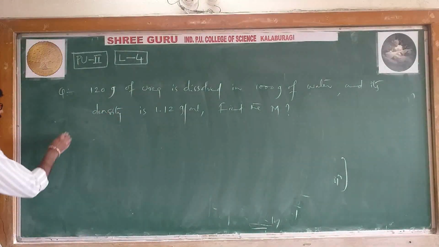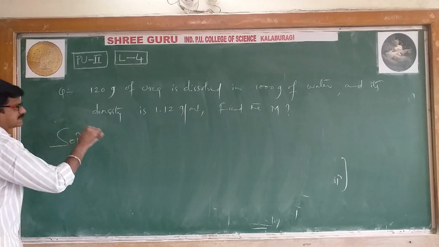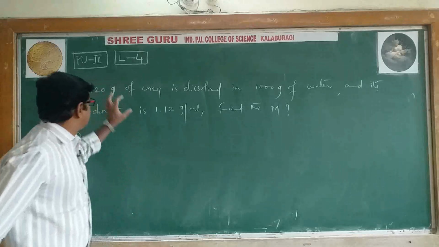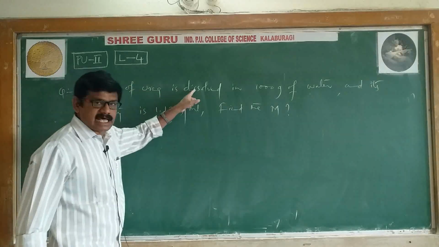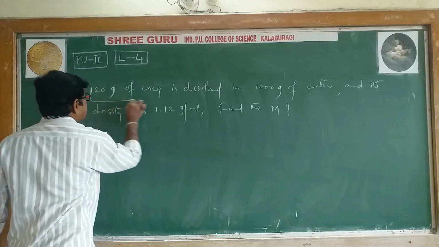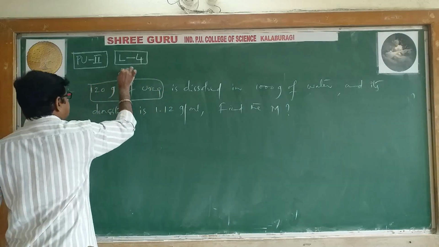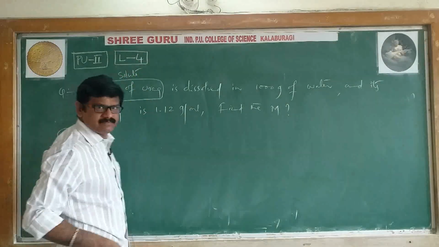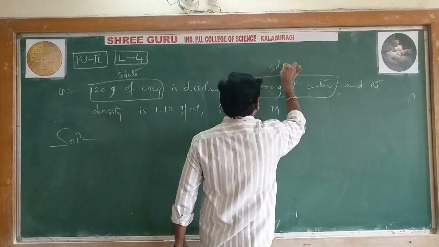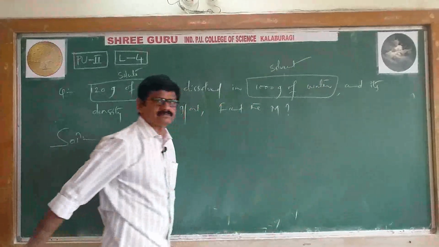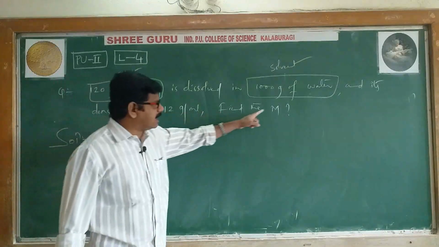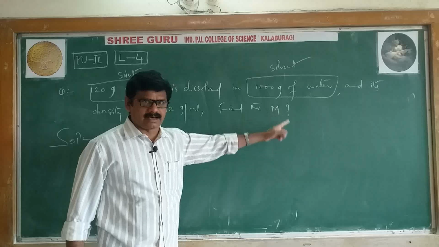Right. Now we'll see the solution part. First we'll understand the question clearly. Here 120 grams of urea is dissolved in 1000 grams of water. Therefore, 120 grams of urea will be considered as a solute, and 1000 grams of water is considered as a solvent. And the density of the solution has been given, and we need to find its molarity.